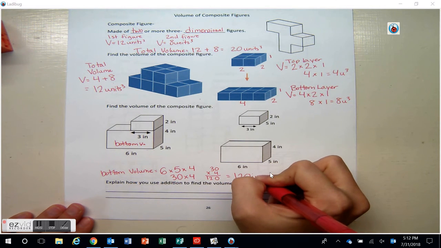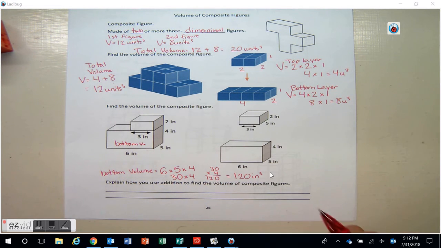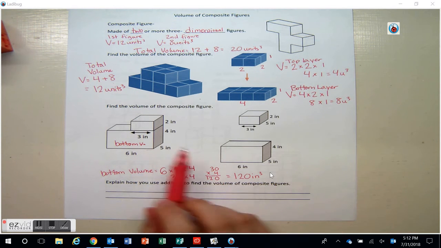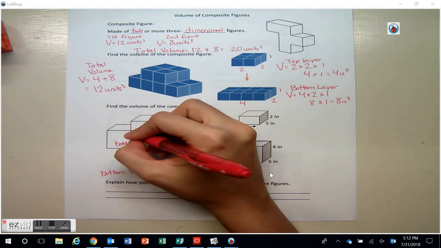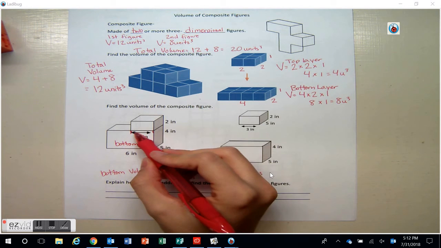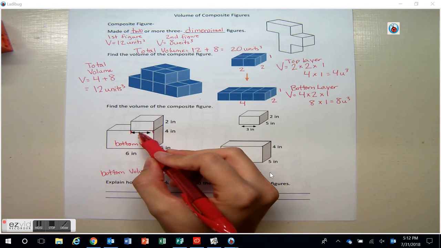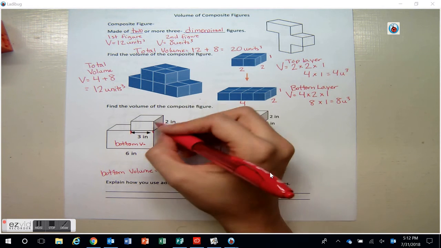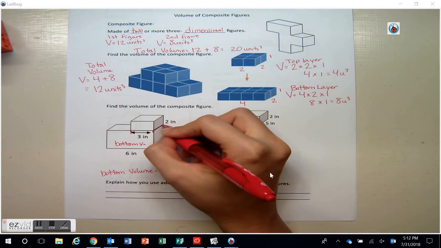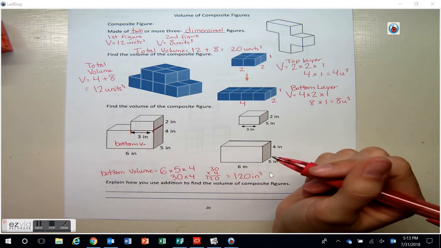length of 6, a width of 5, and a height of 4. So I'm going to do my math. 6 times 5 is 30. 30 times 4, I don't know that off the top of my head. 4 times 0 is 0. 4 times 3 is 12. So this volume is 120 inches cubed. That's just for the bottom piece. Now let's go ahead and find the volume of the top.